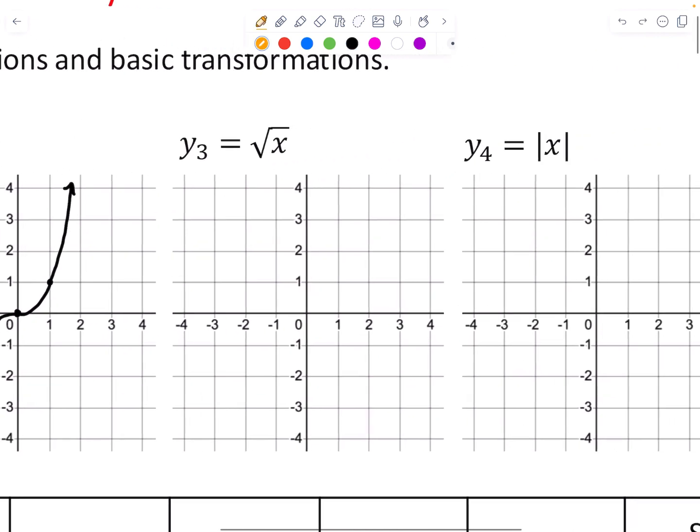y3 equals square root of x. Plug in 0, you get 0. Plug in 1, you get 1. Plug in 4, you get 2. This function only exists in the first quadrant, meaning you can only use non-negative inputs, and you can only produce non-negative outputs.